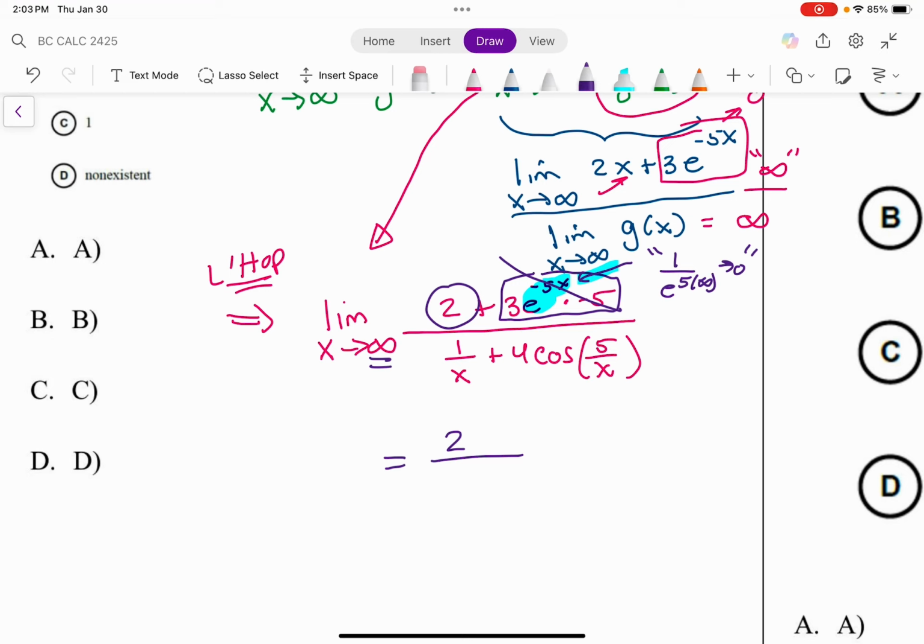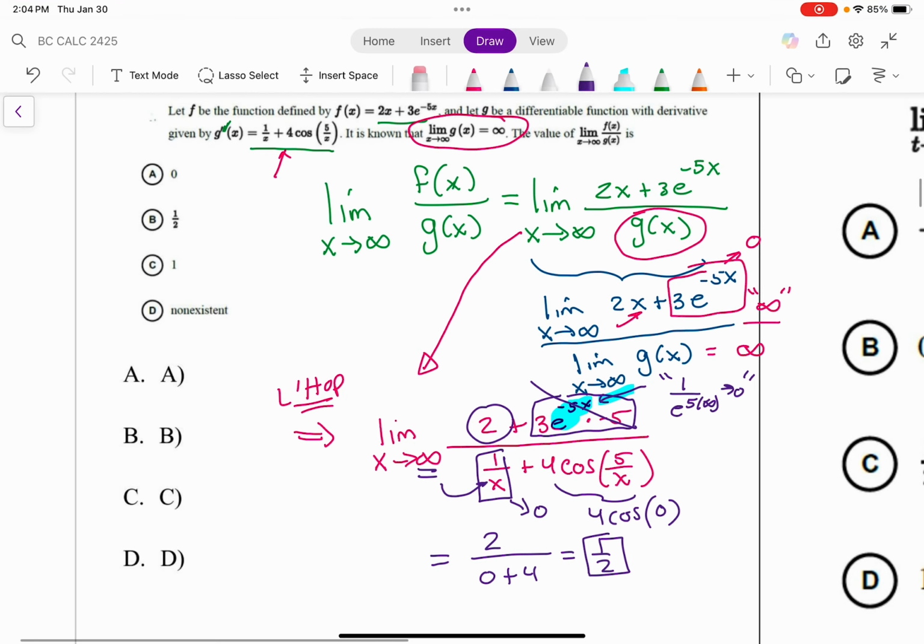And what about the denominator? Well, as x goes to infinity, this expression goes to 0. And this goes to 4 times cosine of 5 over infinity. But 5 over infinity is approaching 0. So our denominator is approaching 0 plus 4 times cosine of 0, which is 4. So this ends up in the end being 1/2. So they made us work for that. 1/2 is b.